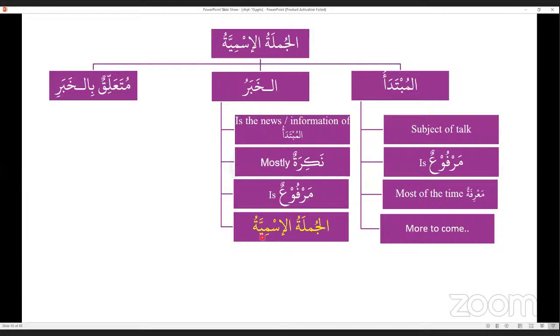This is clear or not? Fi mahalli raf, in place of raf. Clear or not? Alhamdulillah. The new students. Okay, fi mahalli rafin means in place of rafa.